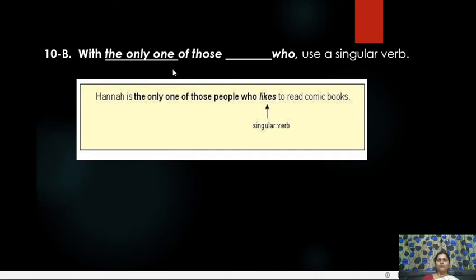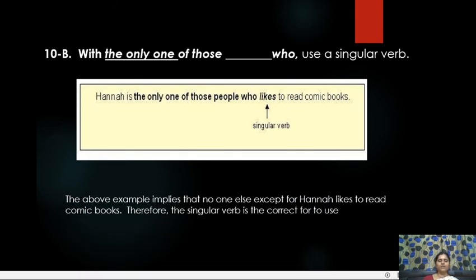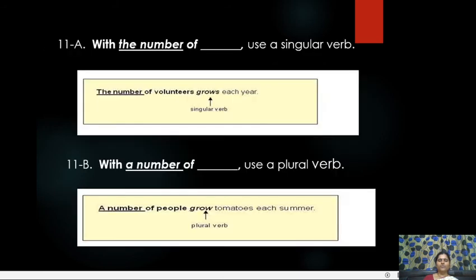With the only one of those, if we keep an article the before one of those, then of course the verb becomes singular. Hannah is the only one of those people who likes to read comic books. Here in this example, no one else except Hannah likes to read comic books. That means we are referring to only one person. Therefore, the singular verb is the correct form of the verb to use.